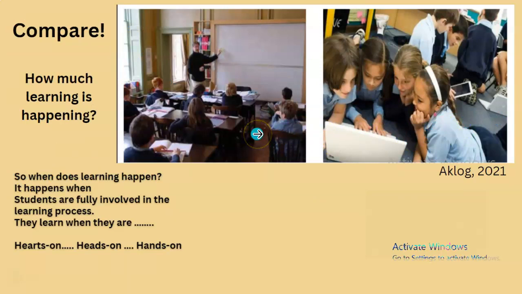This picture explains how I learned in my previous classroom and how learning should be presently, my new teaching philosophy. So when does learning happen? Learning happens when students are hands-on, heads-on, and hearts-on, which is described in this photograph.